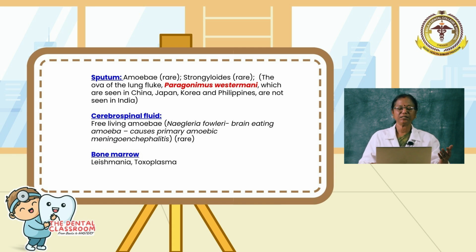In case of cerebrospinal fluid, free living amoeba, especially Naegleria fowleri, can be observed in the cerebrospinal fluid, which causes brain fever or primary amoebic meningoencephalitis, and which is also referred to as brain eating amoeba. It is quite rare, but I think in 2023 it was found in India. In 2023 in Kozhikode in Kerala, a 5-year-old girl suffered from this. Basically she was swimming in the pond, and she acquired the infection from the pond.